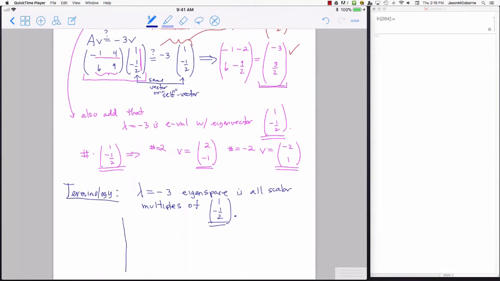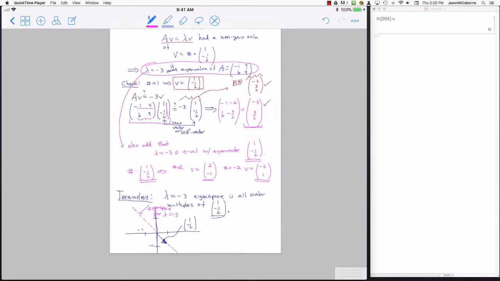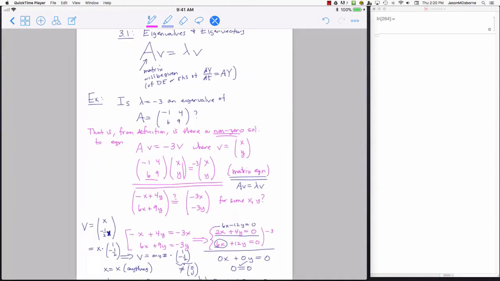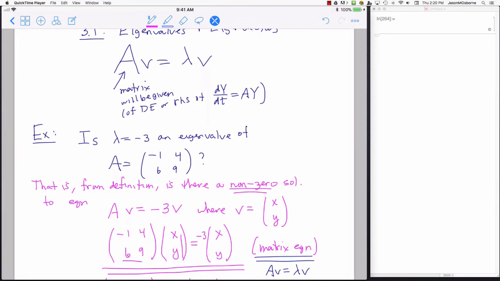And therefore you can say that your eigenspace, or your straight line solution, essentially is any number times 1, -1/2. There is your eigenvector, 1, -1/2. But any multiple of that vector is the pink straight line here. So this straight line is the eigenspace for the eigenvalue -3. Okay? So that's an introduction to determining if a value is an eigenvalue of a matrix, and it all revolves around the equation AV is equal to lambda V.